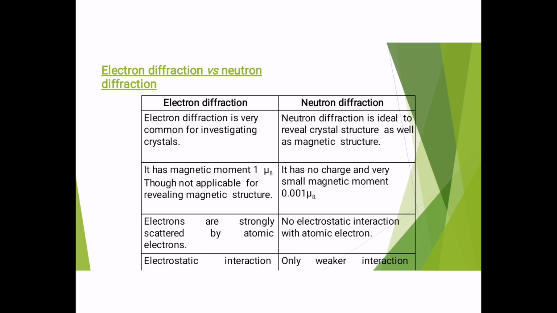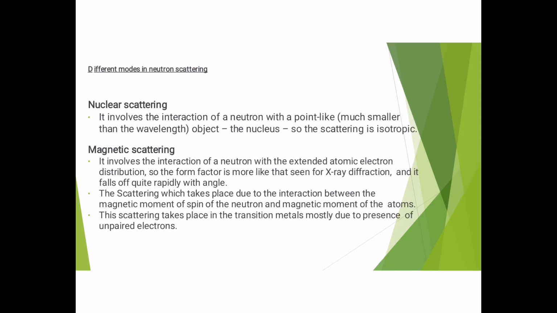The second point is that electron diffraction has a magnetic moment of 1 and is not applicable for revealing magnetic structure, while neutron diffraction has a magnetic moment of 0.001. Electrons are strongly scattered by atomic electrons, while there is no electrostatic interaction with atomic electrons in neutron diffraction. Electrostatic interaction is a stronger interaction, while only a weaker interaction is present in neutron diffraction.